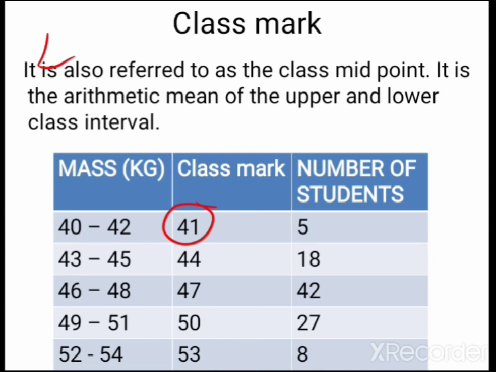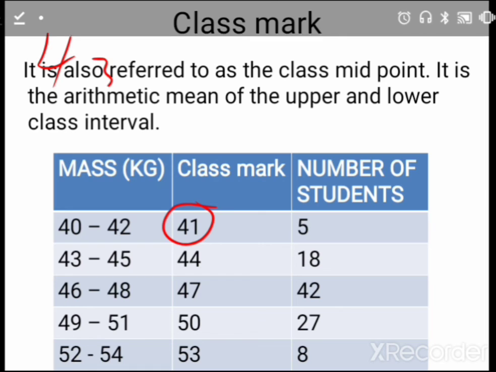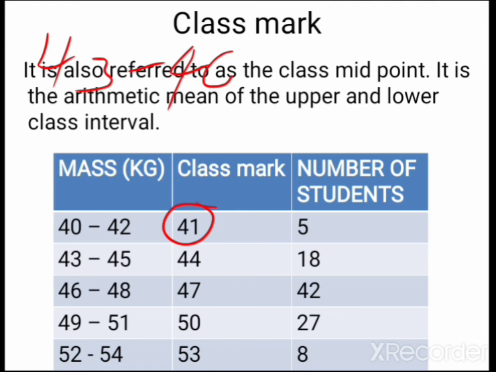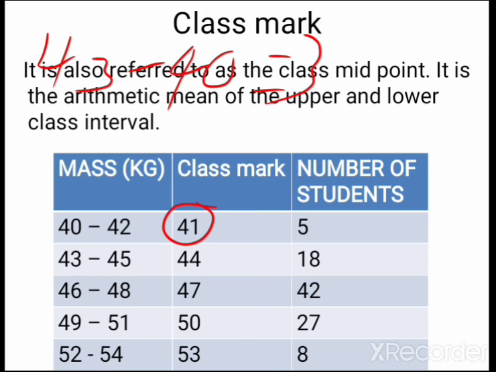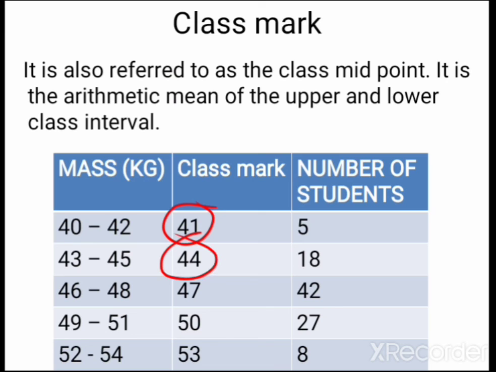So 43 minus 40 is equals to 3. So the class size is 3. So since the class size is 3, to get our next class mark, add 3 to the first class mark. So 41 plus 3 will give us 44. 44 plus 3 will give us 47. 47 plus 3 will give us 50. 50 plus 3 will give us 53. So that's the shortcut.